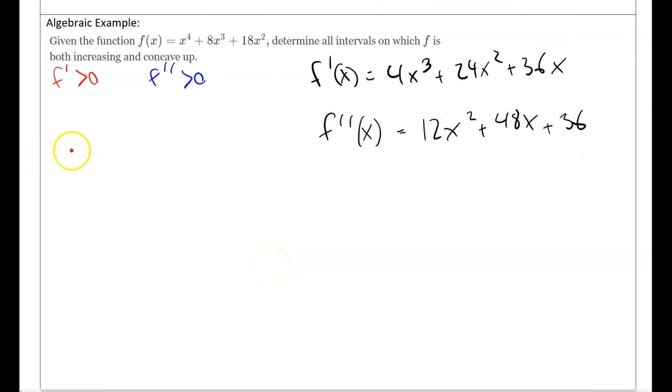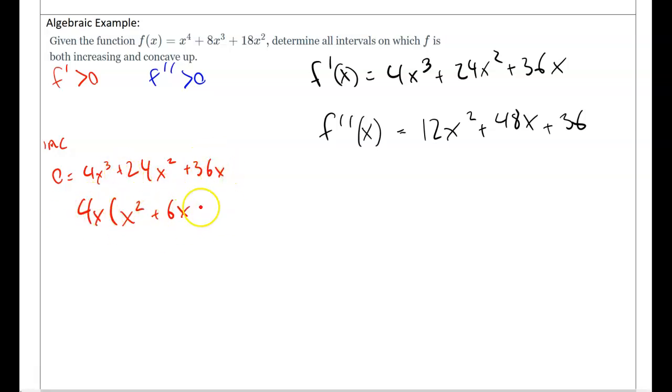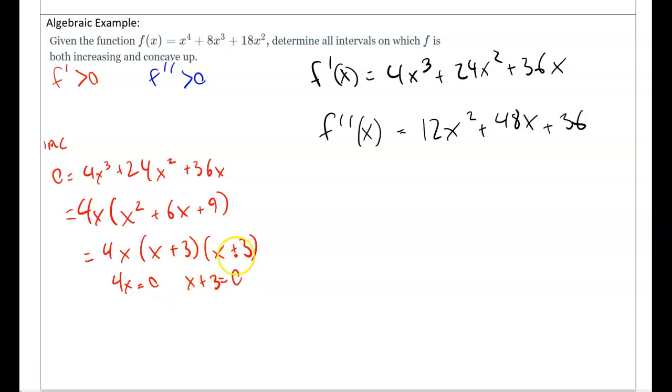So I'm going to set my first derivative equal to 0. I'm going to start with my increasing intervals. 0 equals 4x to the third plus 24x squared plus 36x. Then I'm going to solve by factoring, and notice I can pull out a 4x here. Then again I can factor, and this factors to x plus 3 squared. Notice I only have one zero here because this one repeats. So then I can find my zeros here.